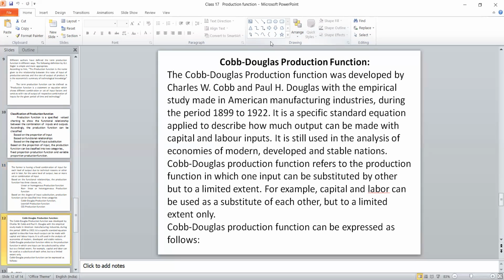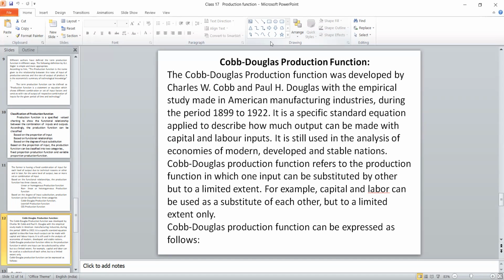Now, based on our syllabus, this Cobb-Douglas is included in our syllabus. This particular production function was framed by two economists, Charles W. Cobb and Paul H. Douglas. These two people conducted a survey from 1899 to 1922, nearly 30 years, sorry, 23 years. They conducted a survey in America about the production function, how the inputs have been converted into required output.